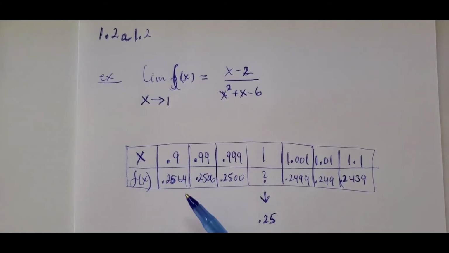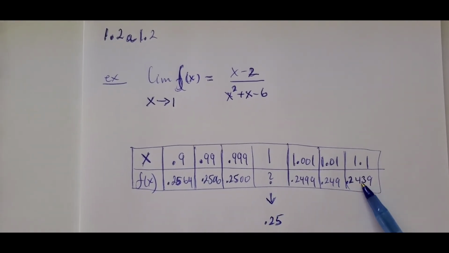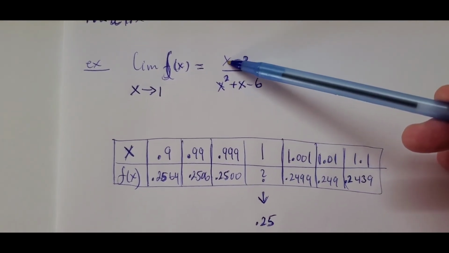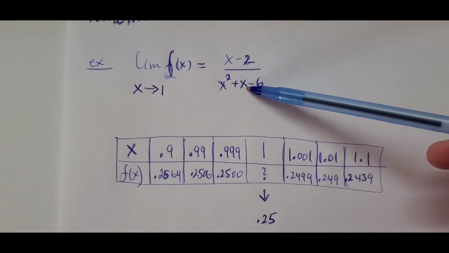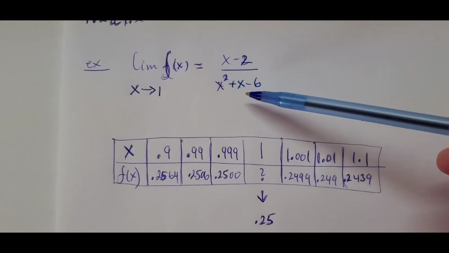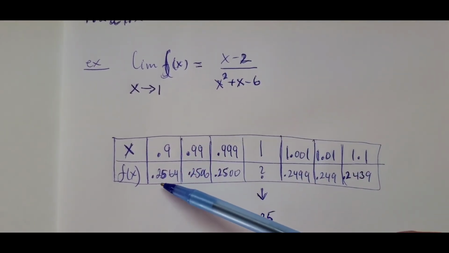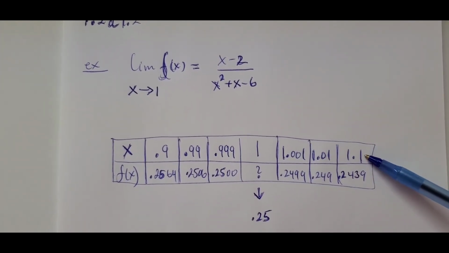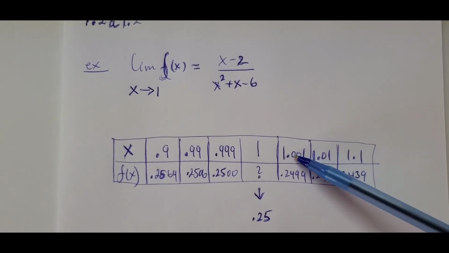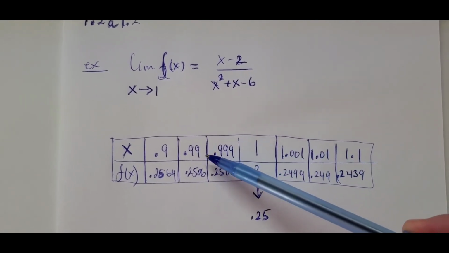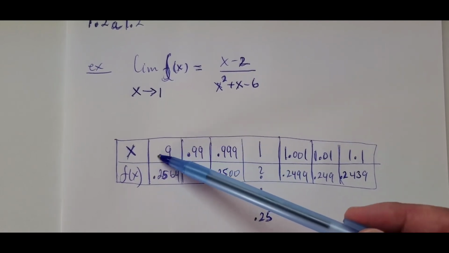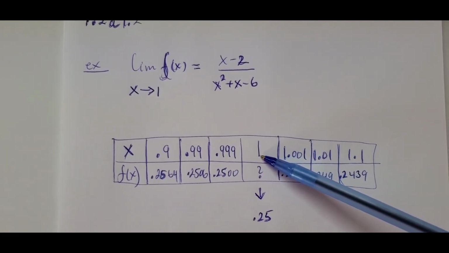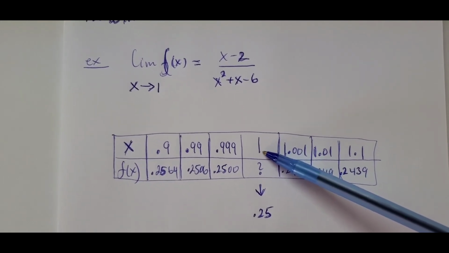Now, where do the values on the bottom come from? All you have to do is plug them in. So 0.9, right here 0.9, right here 0.9. Make sure you do the calculation carefully. It will come out 0.25, and so on with the rest of the values. When you pick the values on top, make sure they are closest to 1.